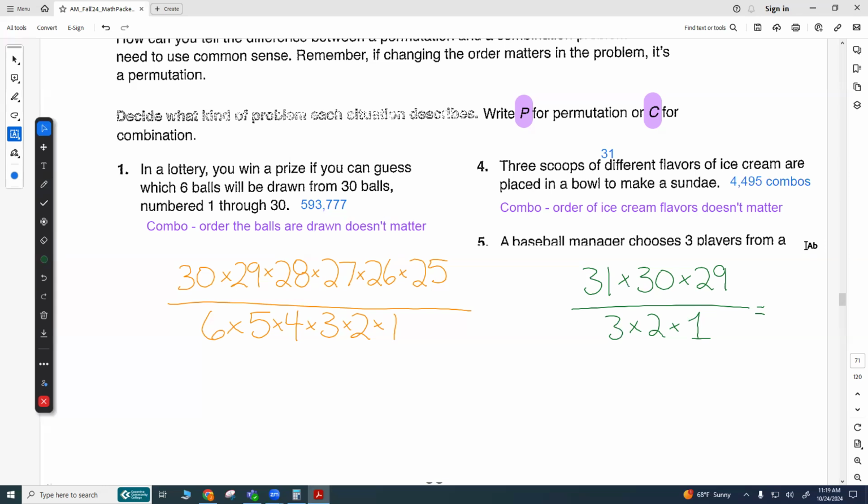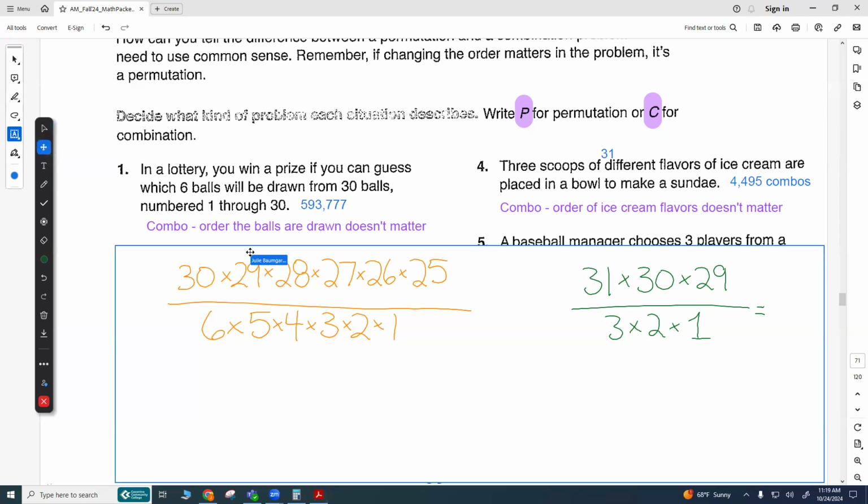3 scoops of different flavors of ice cream. I was thinking of Cold Stone. Yeah, they definitely have fewer flavors, but then toppings would be where those combinations would get pretty intense. Oh, I am in a Cold Stone. Yeah, milkshake sounds good. What happens when we're doing this before lunch?